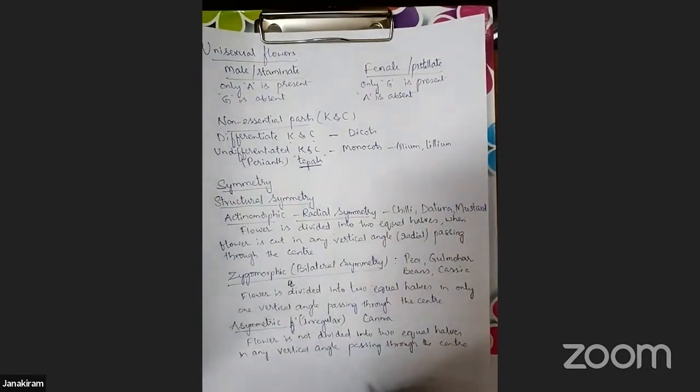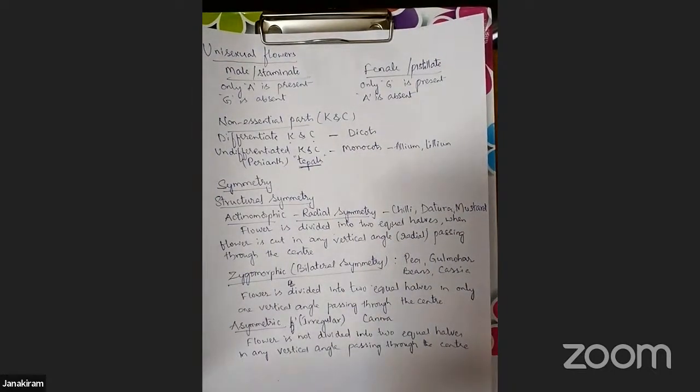Okay, this is the first one, that is structural symmetry. Depending upon the structural symmetry, there are three types of flowers: actinomorphic flowers, zygomorphic flowers, and asymmetric flowers. Actinomorphic flowers show radial symmetry, zygomorphic flowers show bilateral symmetry, and asymmetric flowers show irregular arrangement or irregular symmetry.